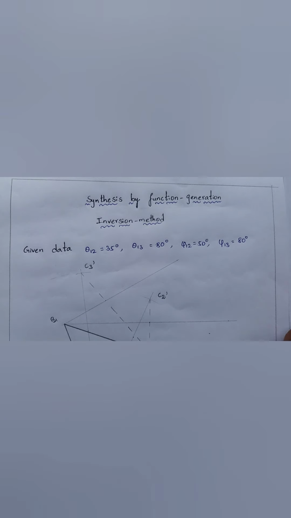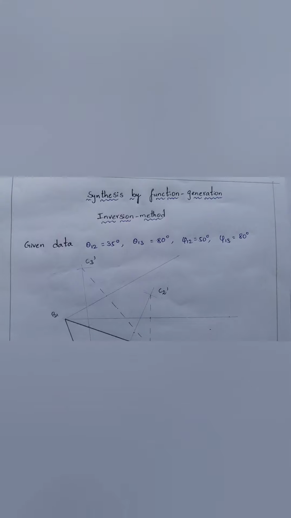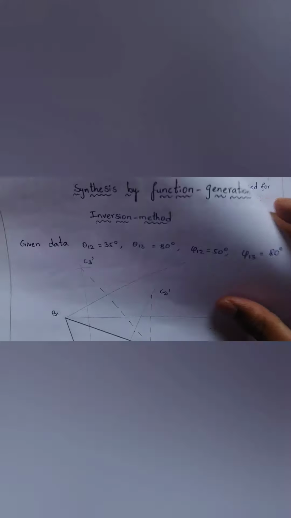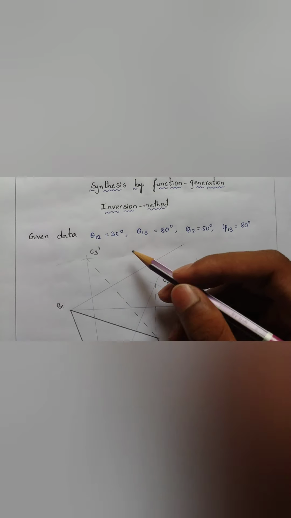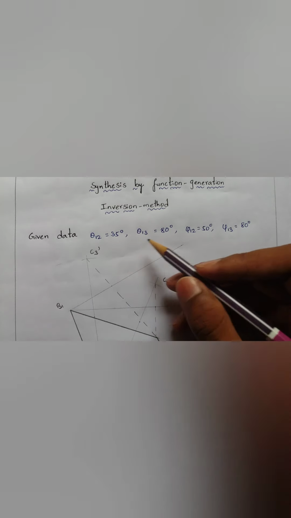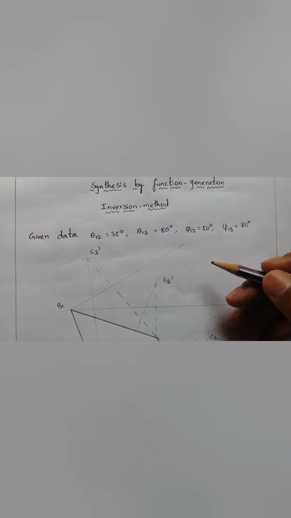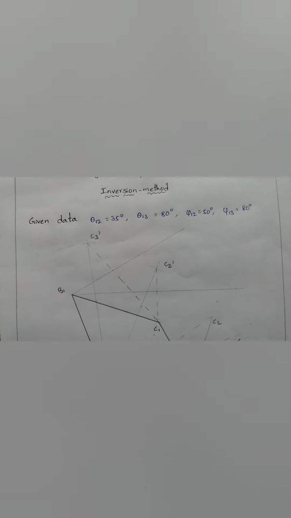Now we'll discuss the synthesis by function generation inversion method of a 4-bar mechanism. Here the given problem data is input links are at 35 degrees and 80 degrees and output links of 50 degrees and 80 degrees. Now roughly see how to construct this 4-bar mechanism.